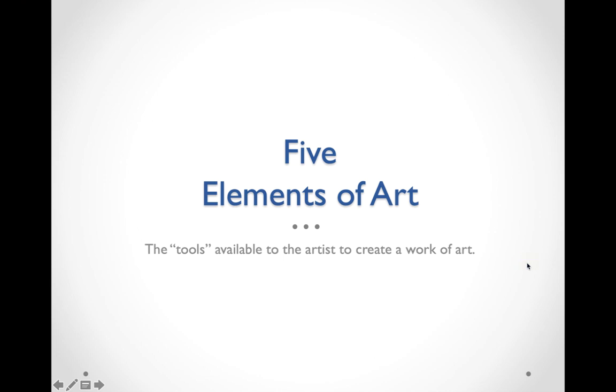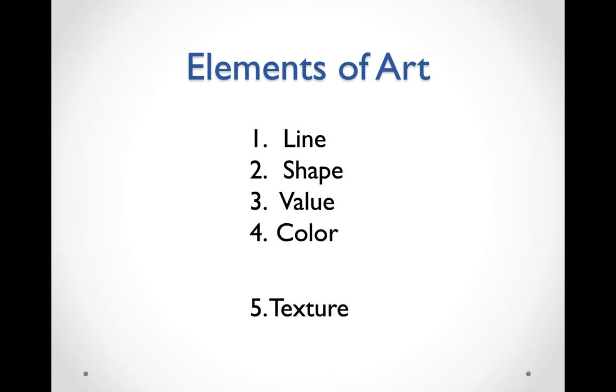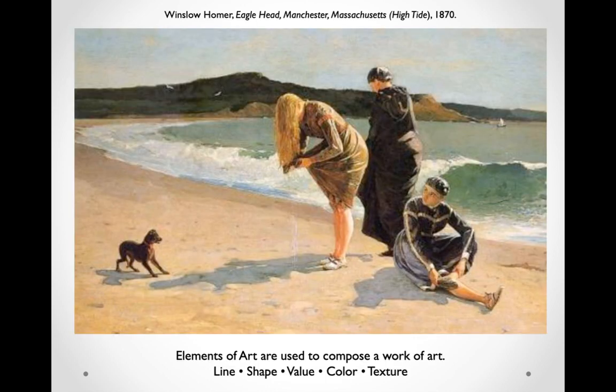Okay. The 5 elements of art. These are the tools available to the artist to create a work of art. So these should look familiar to you. And there are other ones that are listed. Depends on what textbook you're using, but these are just the ones that we're going to deal with in this lecture here, because it kind of gets us where we want to be.